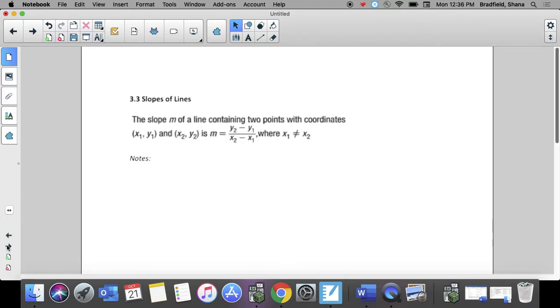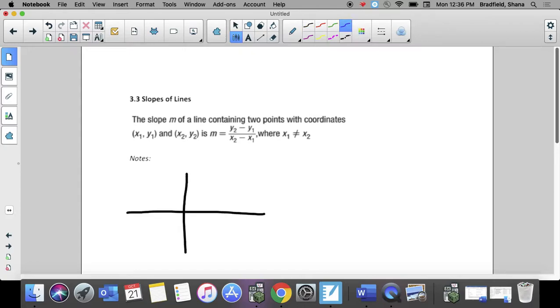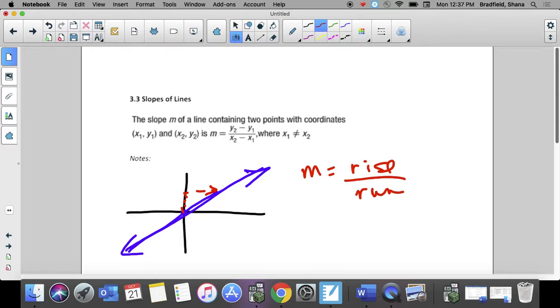Okay, in 3.3, we talked about slope, and we've got a couple of ways of finding slope. One is graphically. And so if I had a coordinate plane here, and I had a line, let's say going through these 2 points here, then I could find the slope by seeing how much I go up and over. So that's the rise over run, just by looking at the graph.